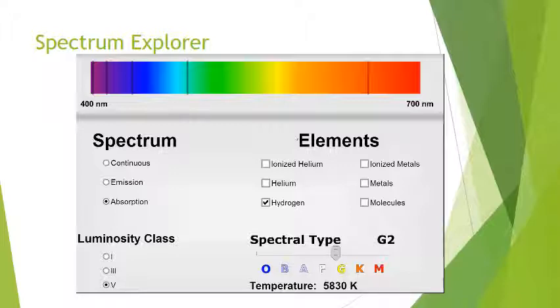But notice that when I'm looking at an absorption spectrum for this particular star, I'm seeing almost all the colors, with the exception of some dark lines. And that's because this star has hydrogen in its atmosphere. So the star is actually producing at its core all the different colors. But by the time the light is getting to the atmosphere of the star, the elements, in this case hydrogen, in the atmosphere are absorbing certain photons. And therefore, we're seeing these dark lines. So that's a dark line spectrum, also known as an absorption spectrum.